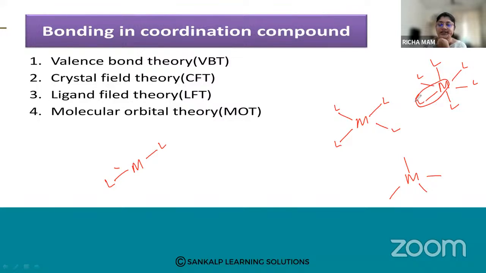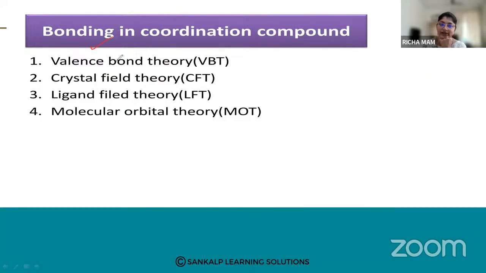So we are going to study how this bonding takes place, how the metal and ligand are bonded, and how it explains the structure as well as the bonding in complexes. Depending upon that, different theories are given to explain the bonding in coordination complexes or coordination compounds, right?